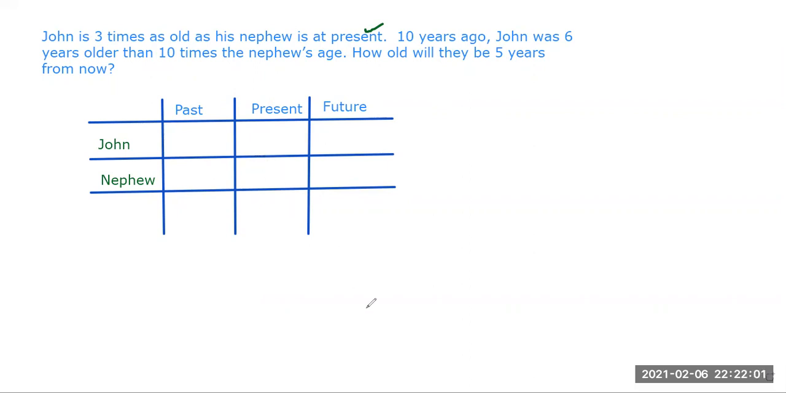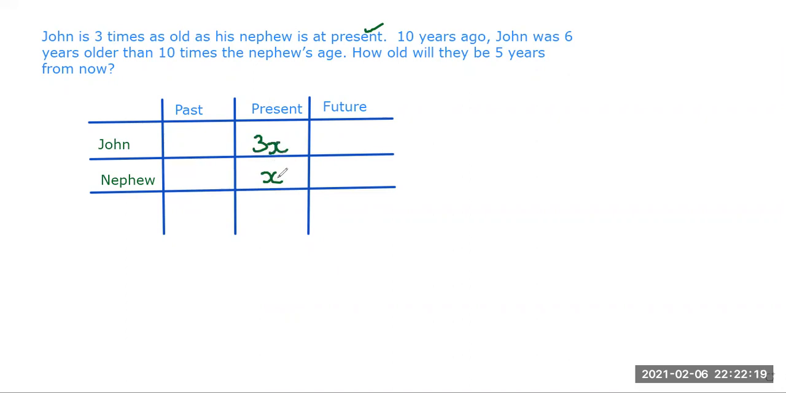Okay, so we don't know the nephew's age. So let's represent that by X. The nephew is X years old. We don't know his age, but we know that John is actually 3 times as old as that amount.